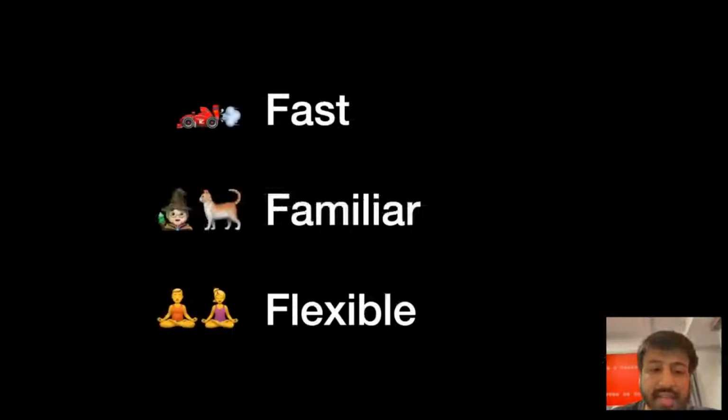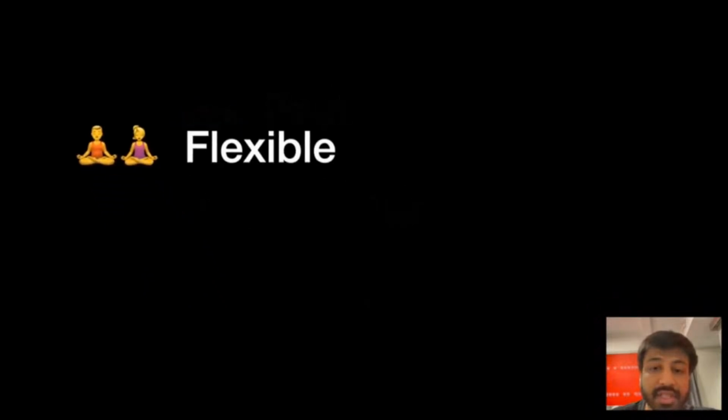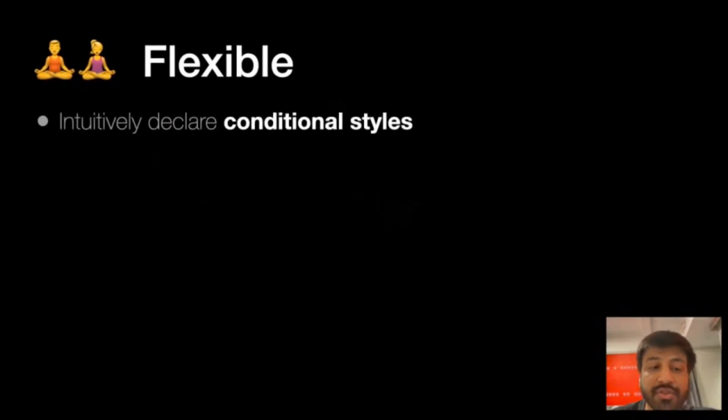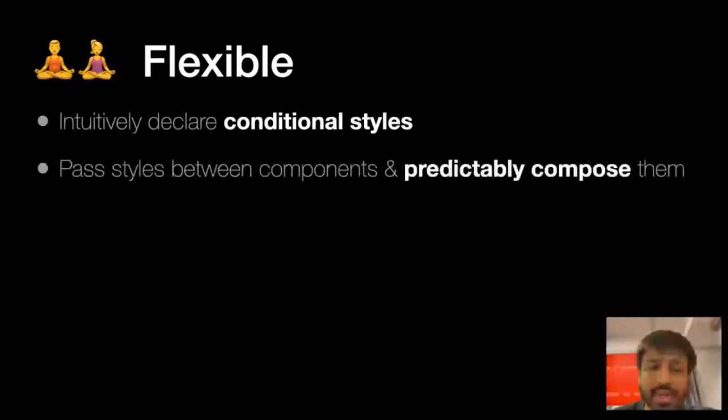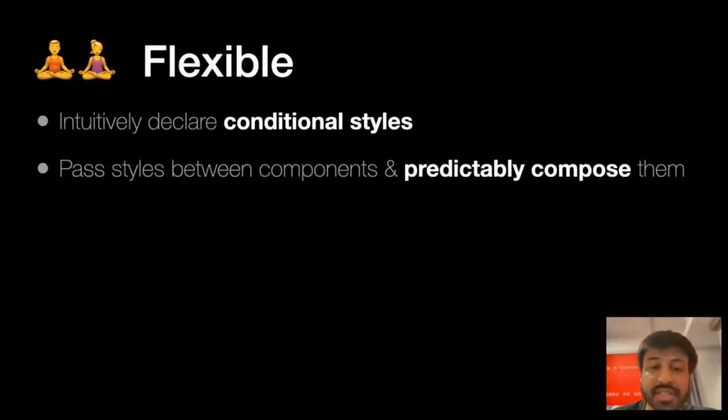Finally, Stylex is also more flexible than almost any other CSS-in-JS library out there because it gives you features like an intuitive API for declaring conditional styles. You can simply use ternary statements and other JavaScript expressions. You don't have to learn any new special syntax. Stylex also lets you pass styles between components and compose them in a very predictable way.